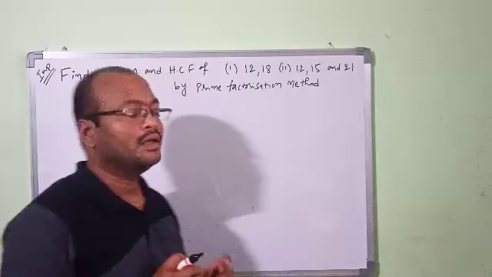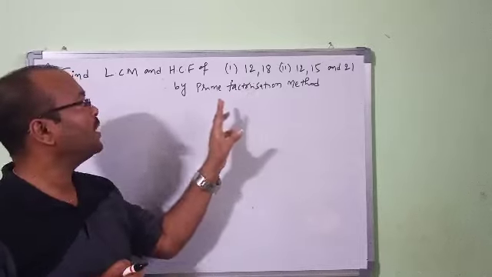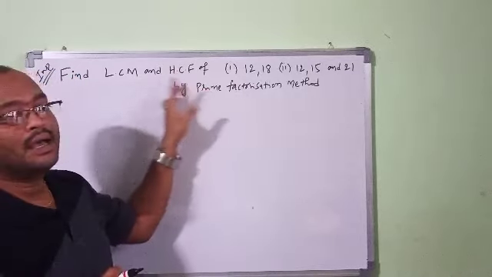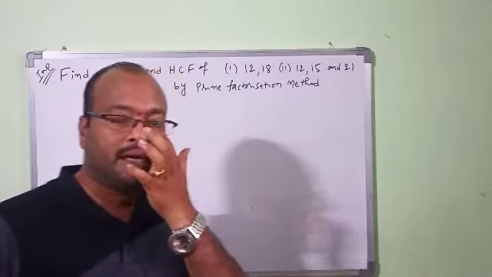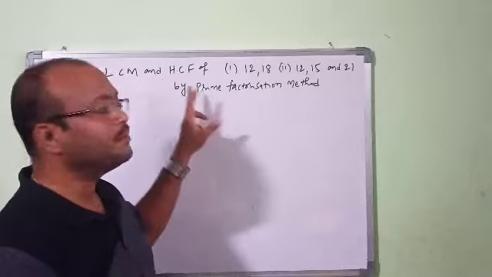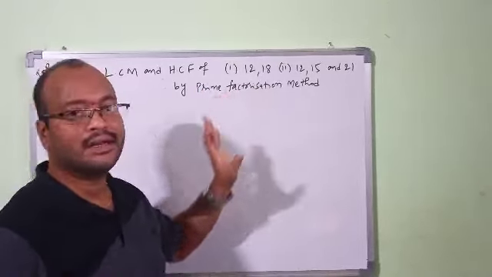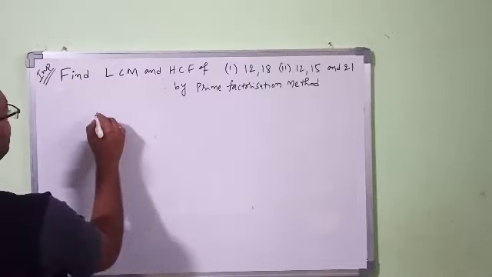Good morning children. In the real numbers chapter, most of the children are confused about how to find HCF and LCM using the factorization method. Today I will explain the shortcut way, the clear-cut way to find the LCM and HCF by using the factorization method. Listen carefully. First we will take the first problem.